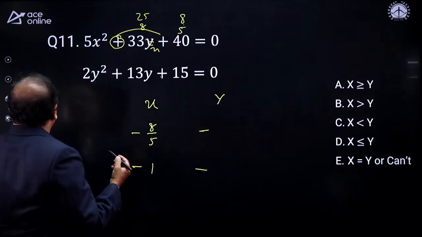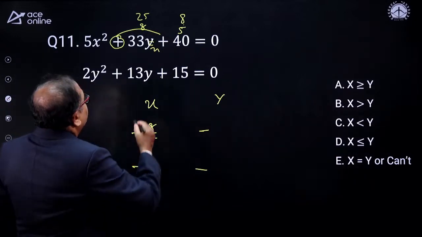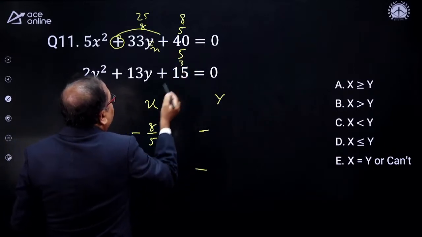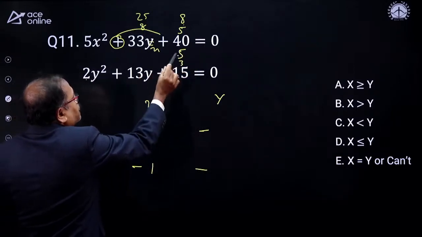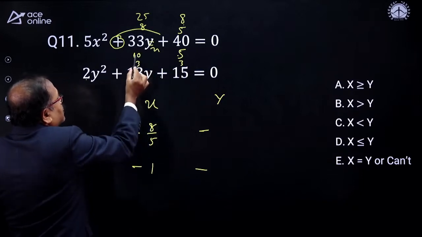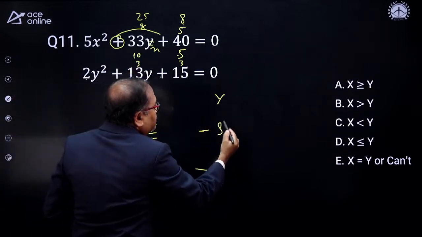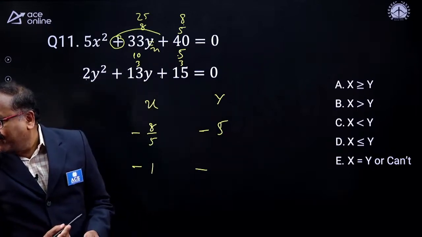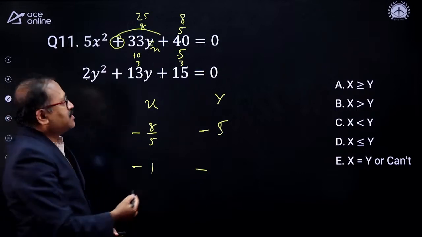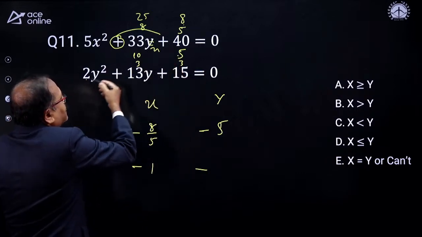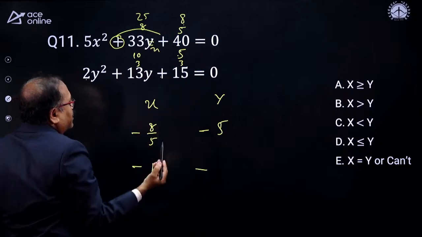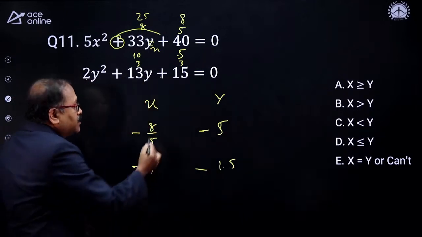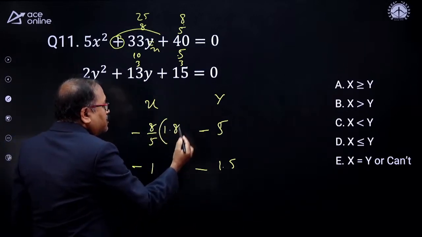Okay. Now, how do I find out the next number, the y value? So the y value is, this is 5 and 3. So 5 into 2 is 10, and 3 makes 13. So 10 divided by 2 is 5. And this is 3 divided by 2, or I can write it as 1.5. And this number I can write as 1.8.